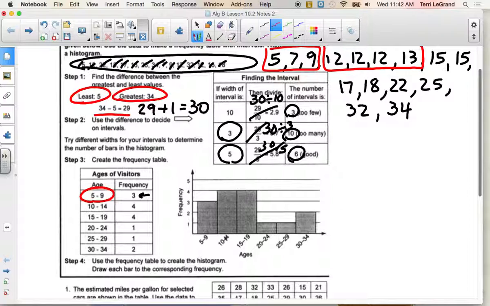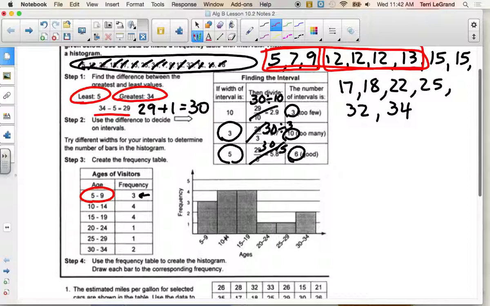What are the boundaries for too many and too few? What they did is say, if the width of the interval is 10, in other words 10 ages represented in it, then how many intervals would you have? Well, 30 divided by 10, we'd only have 3 intervals. It would have started at age 5 and gone through age 14, and all of these would have fallen in one interval. We would only have that bar.